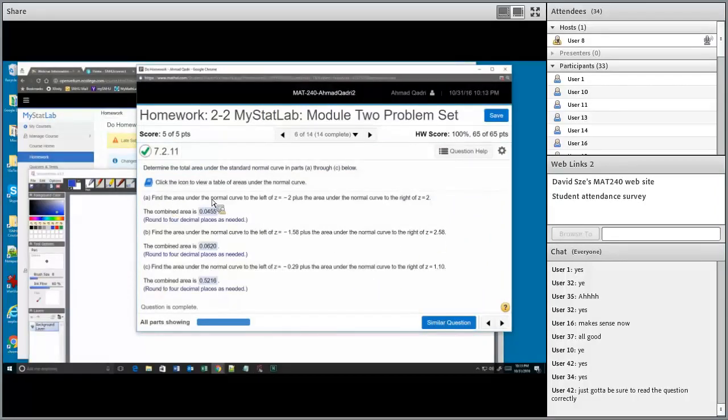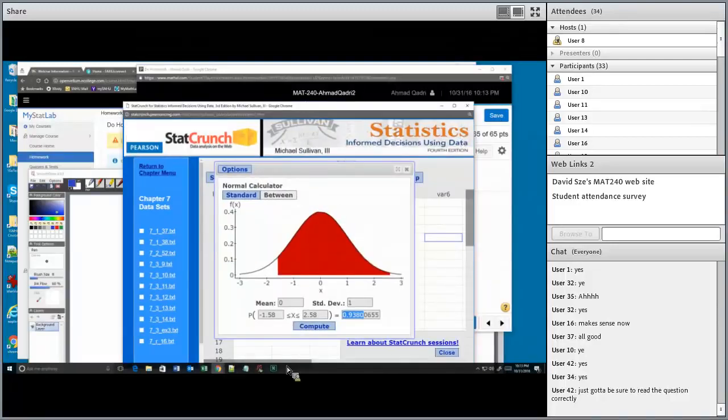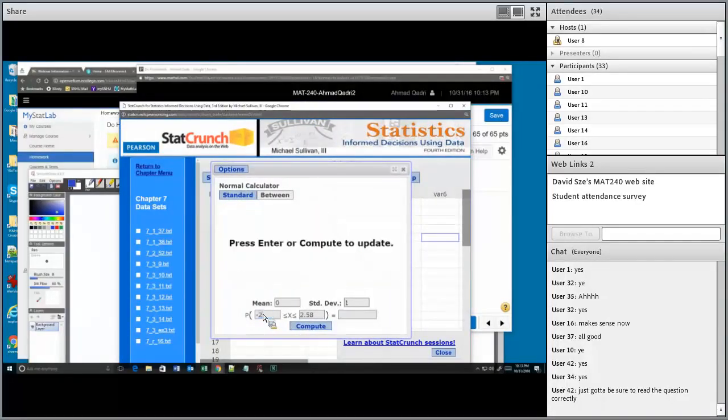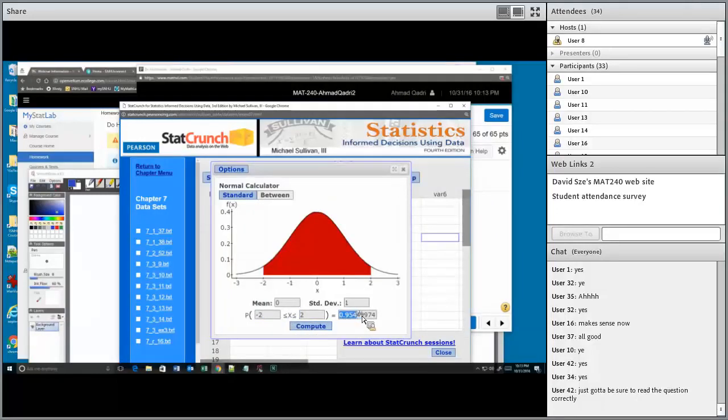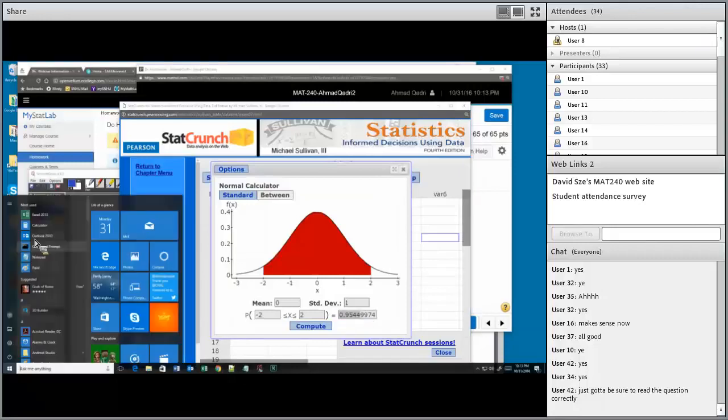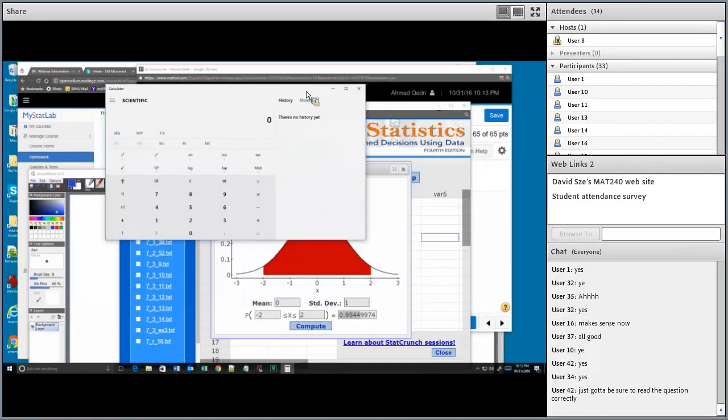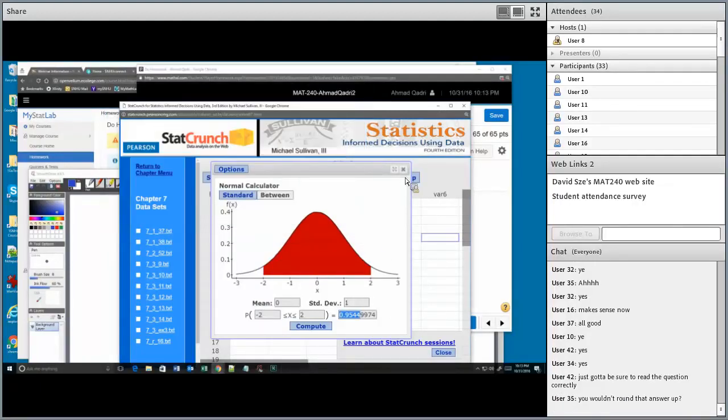Okay, so find the area under the normal curve to the left of z = -2 and to the right of z = 2. So how do I do that? Let me just put left of z = -2 and to the right of z = 2. So I'm going to find the middle area between the two values. I get 0.9544, and then I can just subtract this from 1. And again, I get the edge cases. I get 0.0455. Up to 4 decimal places is 0.0455, right? Any questions on this?